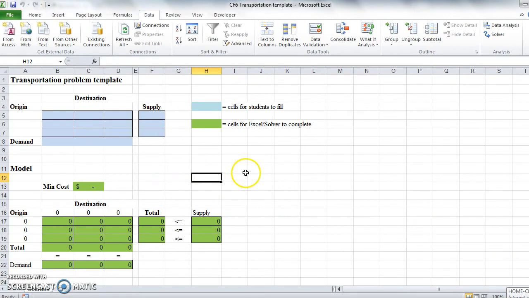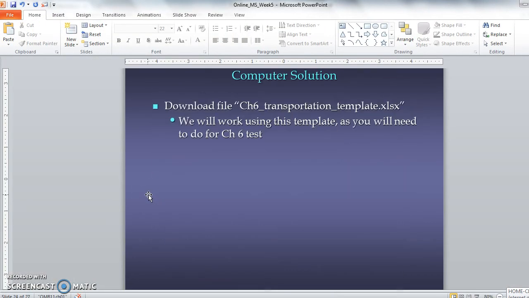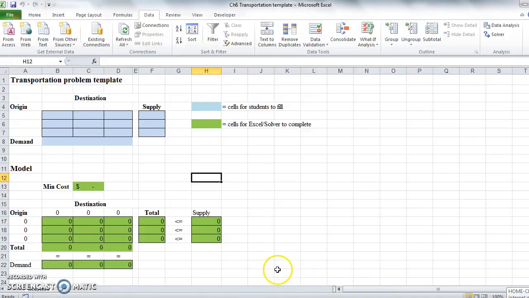Let me find the Excel version. Now, I told you here to find the Chapter 6 transportation template file. Download that from Canvas. We're going to work using that. You're going to have to do this for the Chapter 6 test as well. So here we are. I pulled the template down.